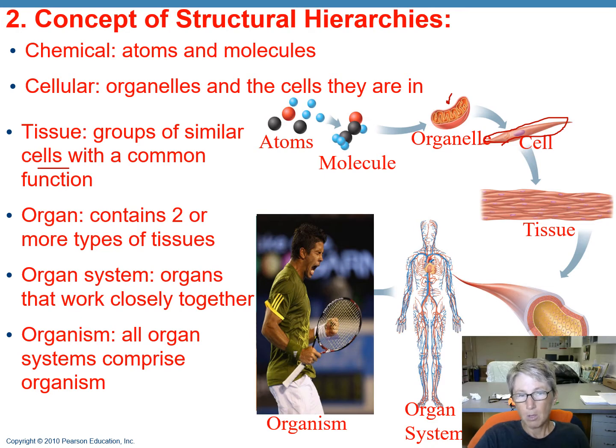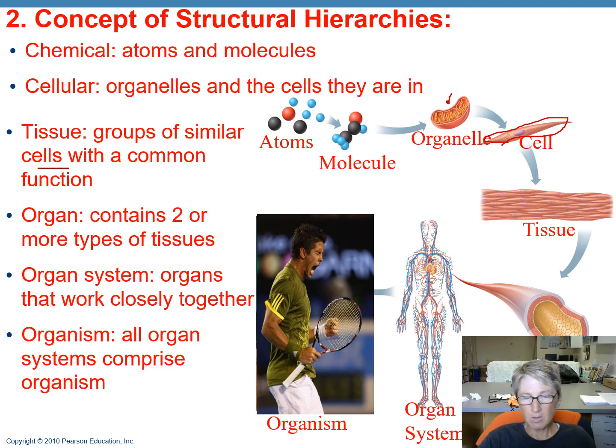For example, your heart tissue is composed of not only cardiac cells, but other types of cells within the heart, and they all function together to perform a common task, which is to pump blood. And then the tissue level goes to the organ level. An organ is defined as 2 or more different types of tissue. So for example, your heart is an organ, and it has cardiac muscle tissue, and it has epithelial tissue.